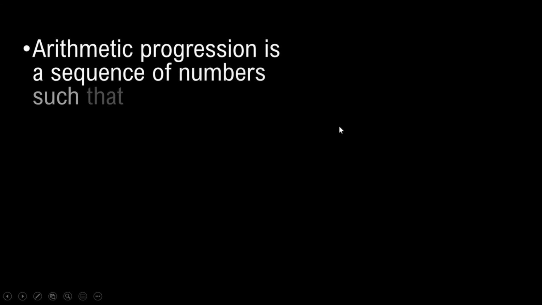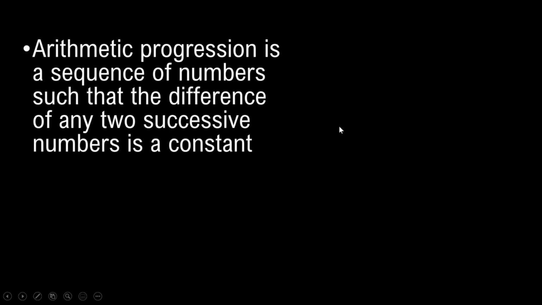The proper definition of arithmetic progression is: arithmetic progression is a sequence of numbers such that the difference of any two successive numbers is constant. Successive means one after the other. So whatever number is beside the other, that we call a successive number. So this is a sequence of numbers, right? The example that we have seen just now, like 4, 6, 8, 10, is a sequence of numbers. And there's a difference, that is 2, right?